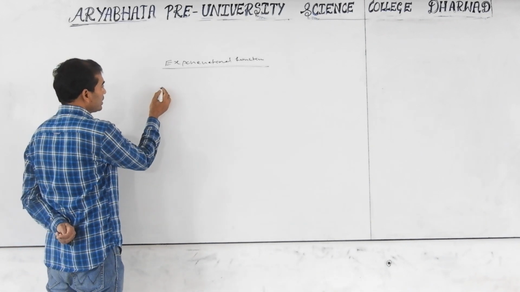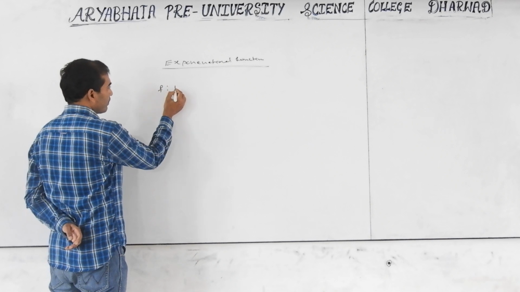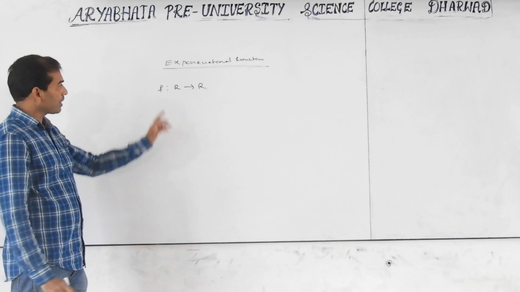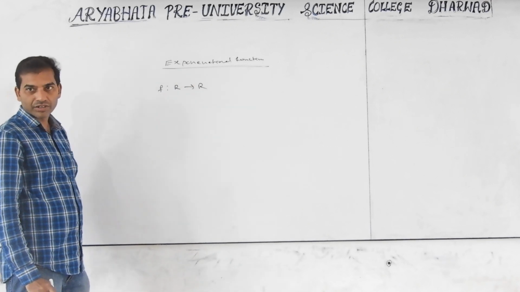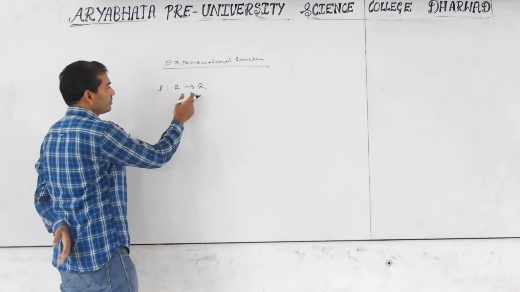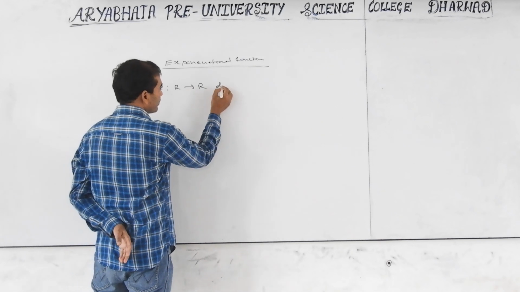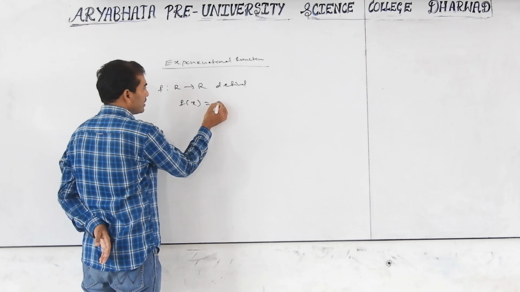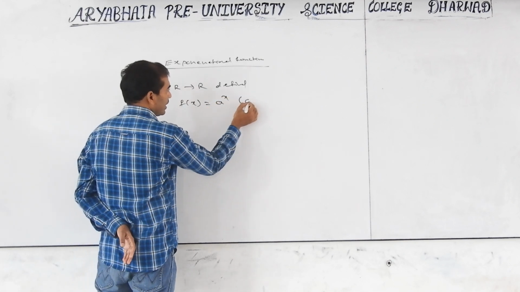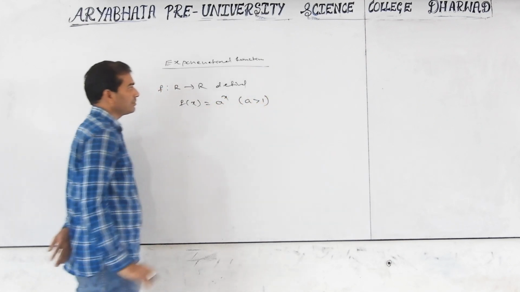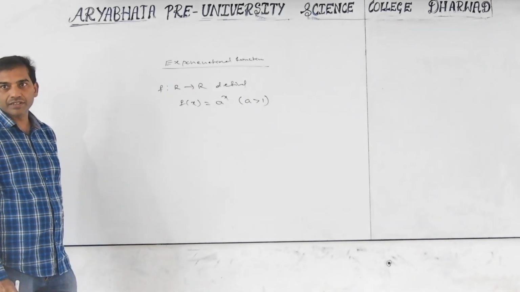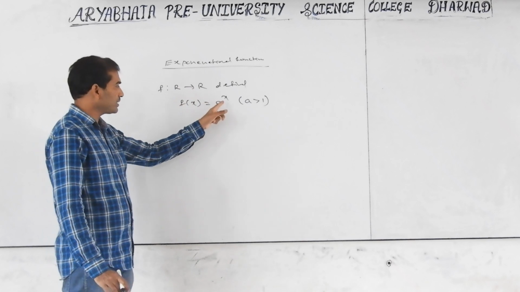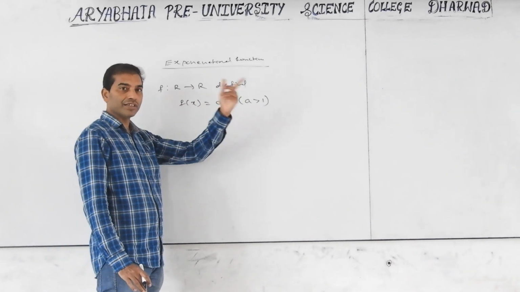An exponential function is a function from R to R, which means the domain is R and the range is R, defined by f of x equals a raised to x, where a is greater than 1. A is greater than 1 is called an exponential function. This is the base a. A must be greater than 1.